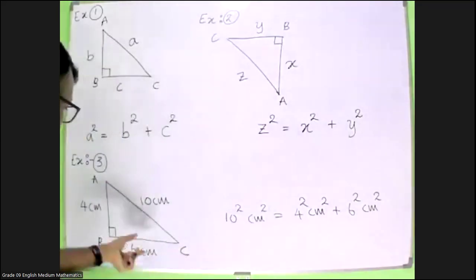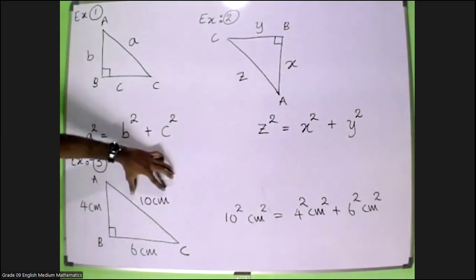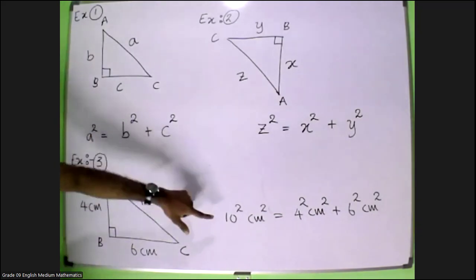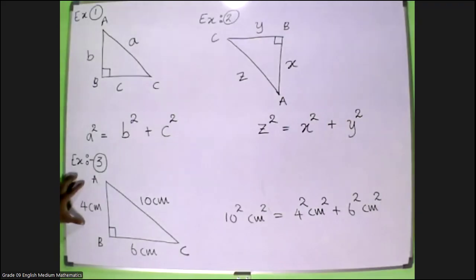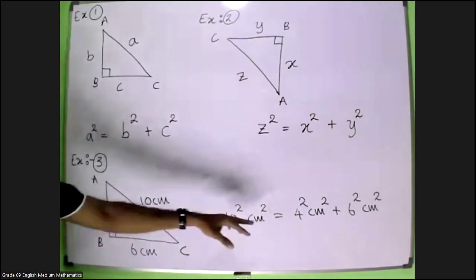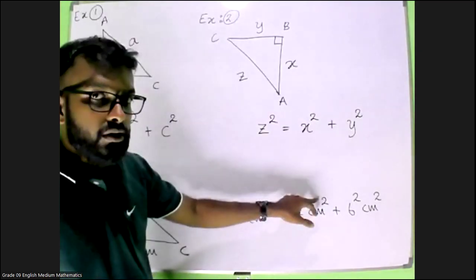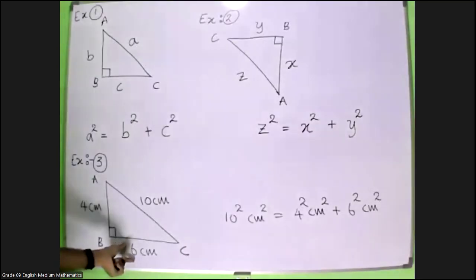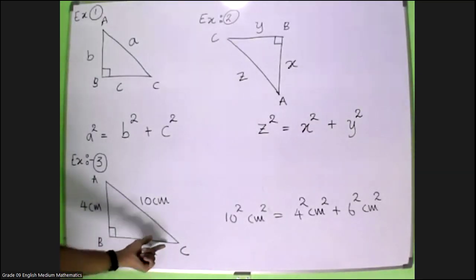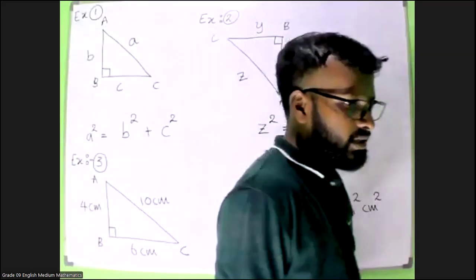Very easy, right? Come to the third one. What is the hypotenuse? 10 centimeters, so 10 to the power 2. Other two sides, 4 centimeters, that means 4 to the power 2 centimeter to the power 2, square centimeter, plus 6 to the power 2 centimeter to the power 2. So very easy, right? Please write this and let me know.